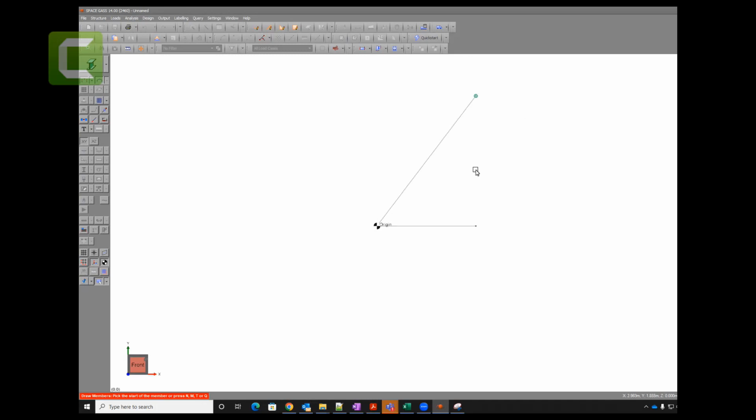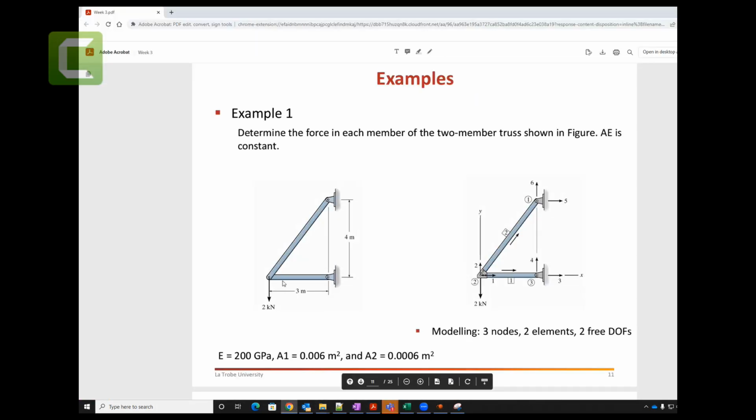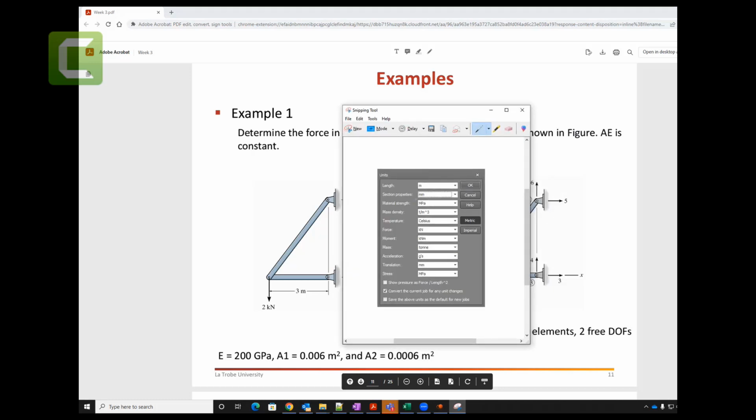OK, so it looks good. So 3 meters, and this one is 4 meters from here to here, and this is 3 meters. OK, that is the coordinates for this one. So what have we done so far? We took 0, 0 again, and we drew 3, 4 across. And this is in meters because you can see our length unit is in meters.